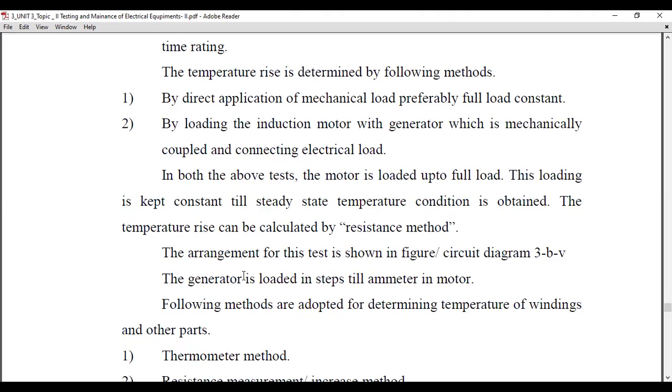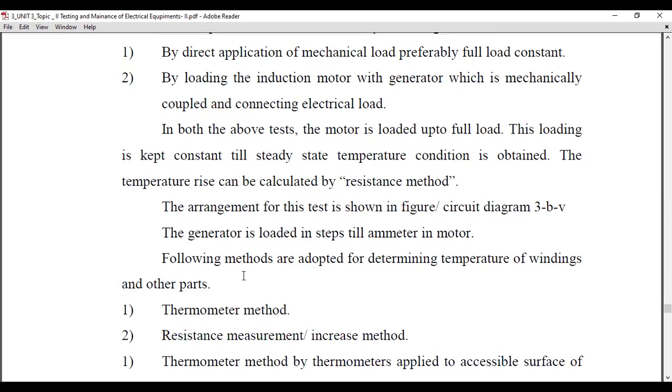So here we have seen the temperature rise can be determined by using two ways: by direct application of mechanical load, preferably the full load constant, and second, by loading the induction motor with a generator which is mechanically coupled. In both ways you can follow the temperature rise test. Basically, we can calculate this by using the resistance method.